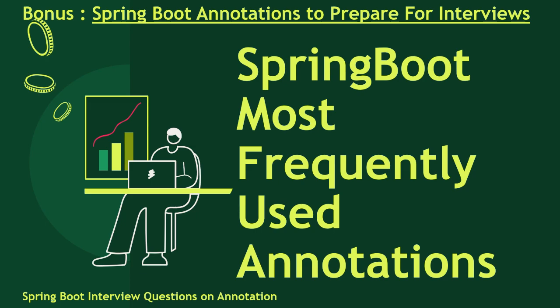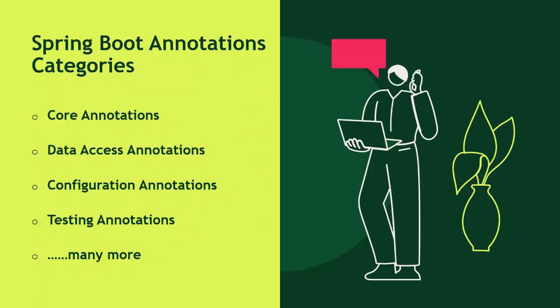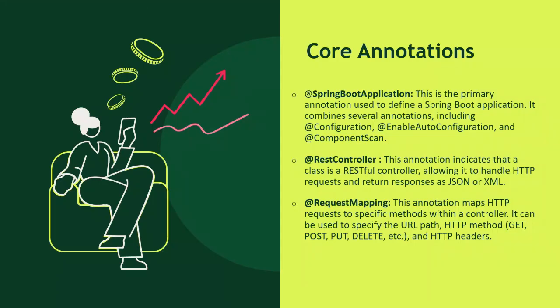So let's get started. I've categorized the Spring Boot annotations into core annotations, data access annotations, configuration annotations, testing annotations, and many more. There are quite a few more annotations, but we'll limit this video to the core annotations, which we'll be covering in the next slides. So let's look into the first slide.